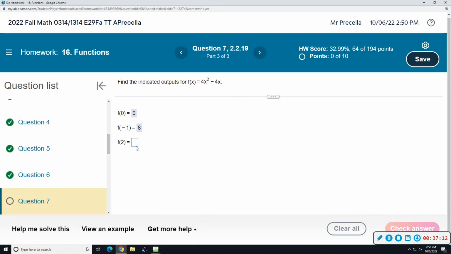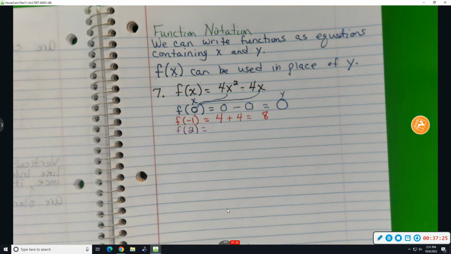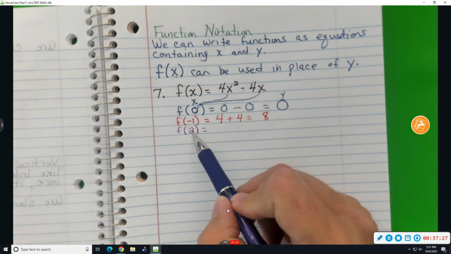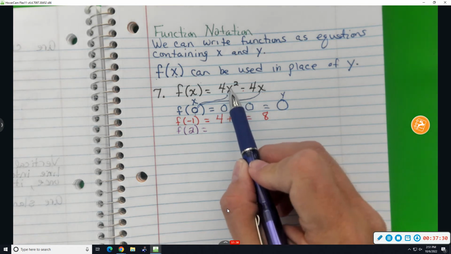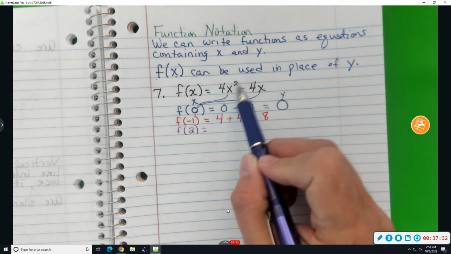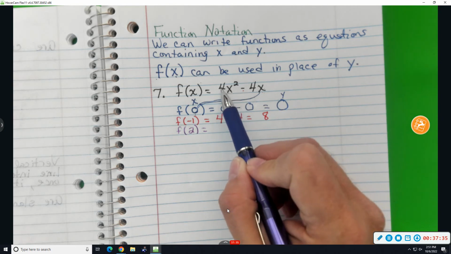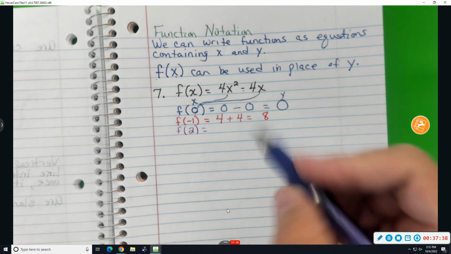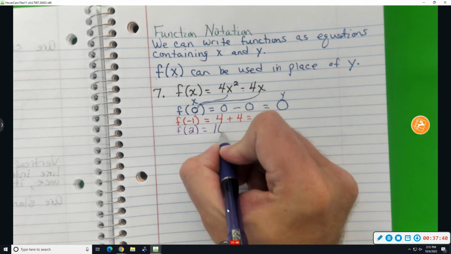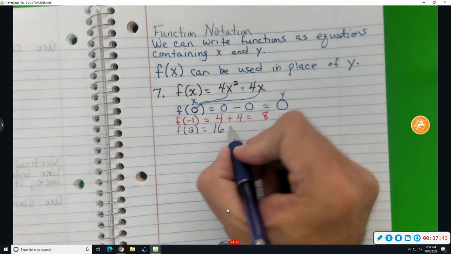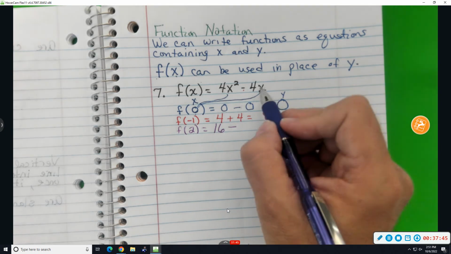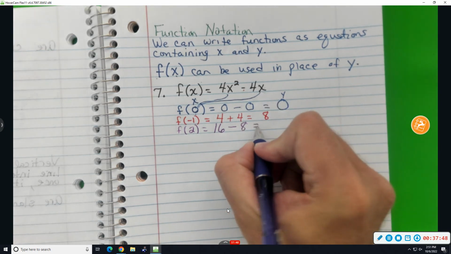Okay, now it says find f of 2. It will still be 8. Let's see, what's f of 2? You plug the 2 in for x. 2 squared is 4, because it's 2 times 2. 4 times 4 is 16. So the first thing would be 16. Then minus what, if I put a 2 here? It'll be minus 8. So 16 minus 8 equals 8.